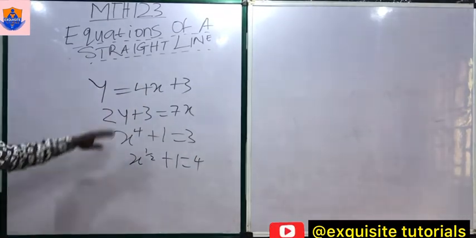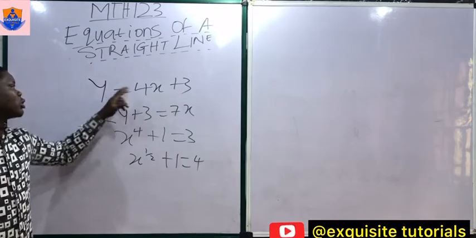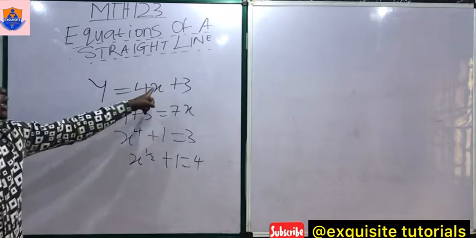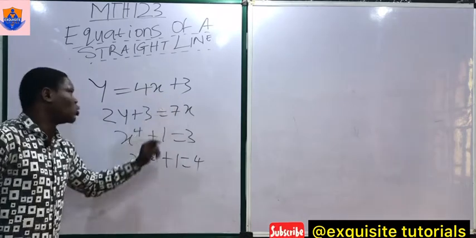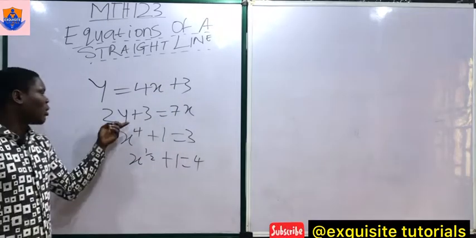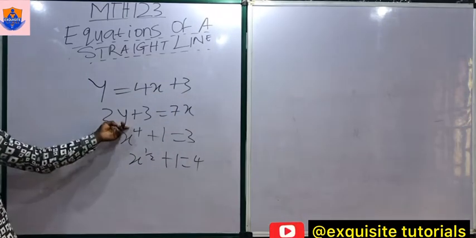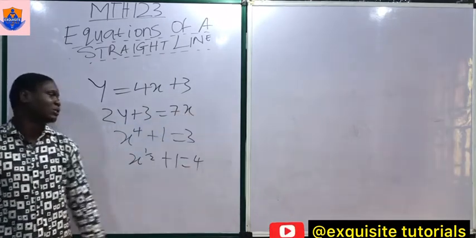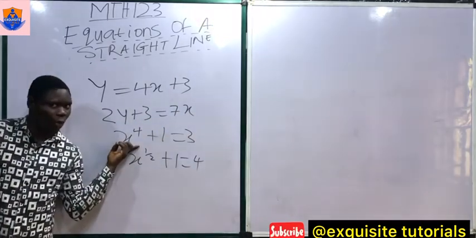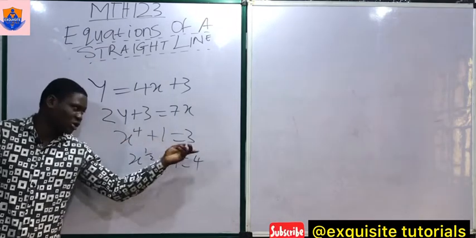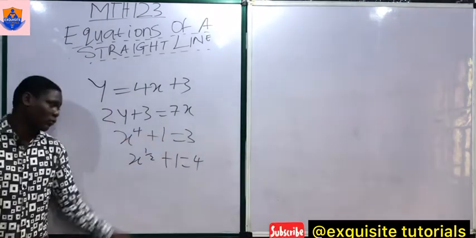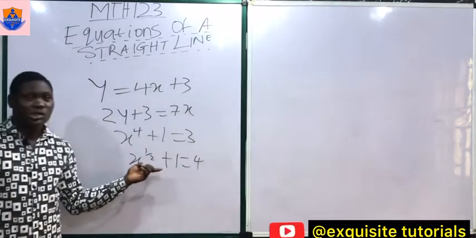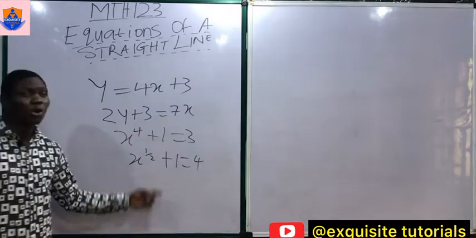Now, this is a straight line because the power of the variable y is 1, and the power of the variable x is 1. So this is a straight line. The power of this variable here, y, is also 1. The power of this variable here is also 1. So it is also a straight line. The power of this variable here is 4. So we do not need to stress ourselves. It is not a straight line, it is a curve. The power of this variable here is 1 over 2. It is not a straight line, it's a curve.